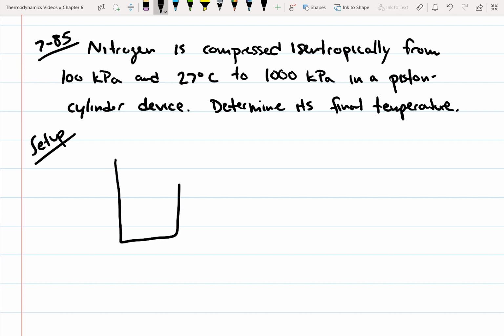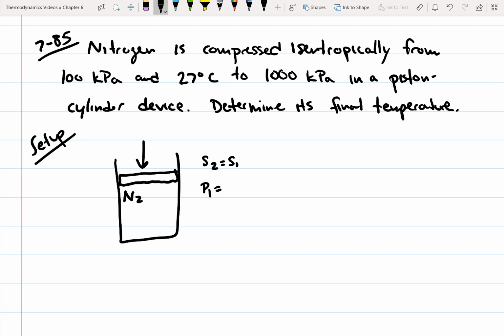First of all, it says that we have a piston cylinder device. We have nitrogen, and it tells us that it's compressed isentropically. So we know that S2 is equal to S1. And it also tells us what P1 and P2 are.